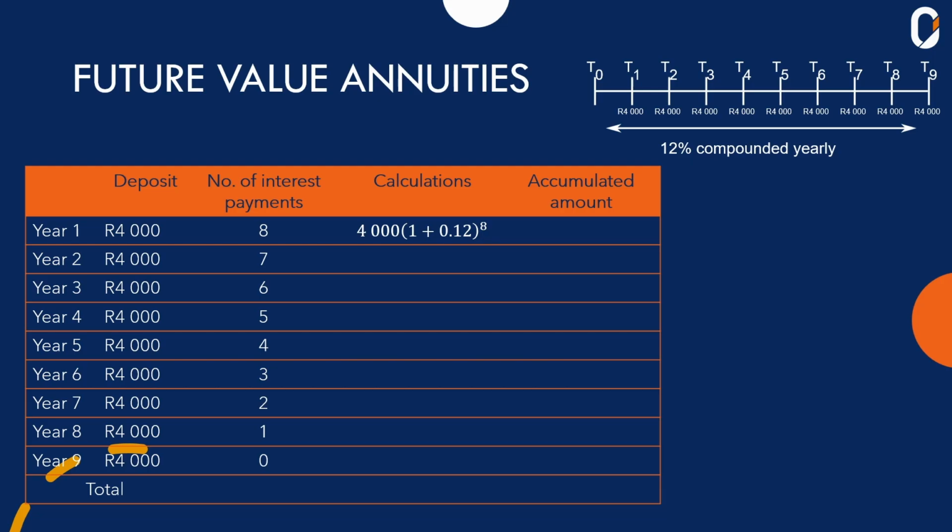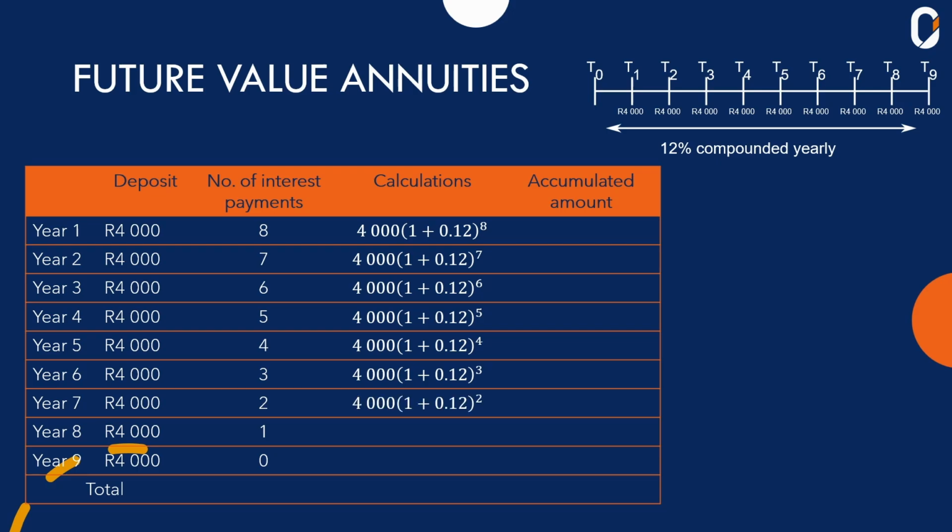And now for the next year, 4,000 rands, 1 plus 0.12 to the power 7, year 3 to the power 6, year 4 to the power 5, year 5 to the power 4, year 6 to the power 3, year 7 to the power 2, year 8 to the power 1, and year 9 to the power of 0, because again it didn't spend any time at all in the bank.